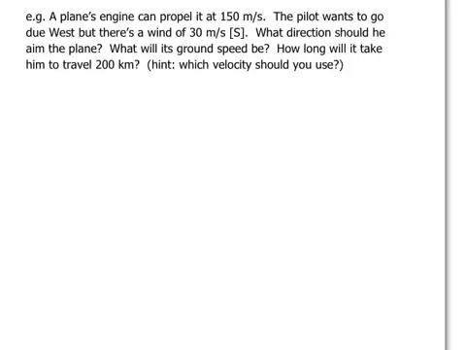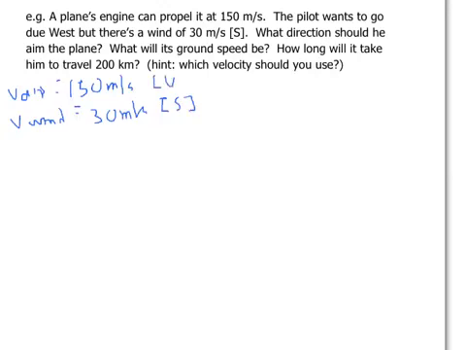Okay, let's look at another relative motion example. In this one, it says a plane engine can propel it at 150 meters per second. So that is our air velocity. The pilot wants to go due west, but there's a wind of 30 meters per second south. So that's our V wind. What direction should the pilot aim the plane, and what will its ground speed be?